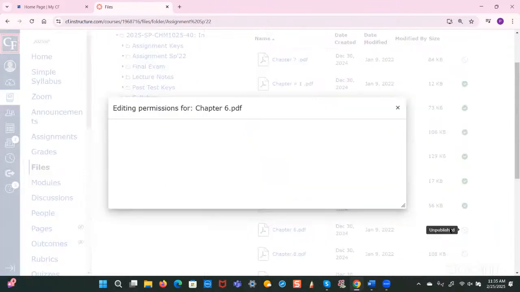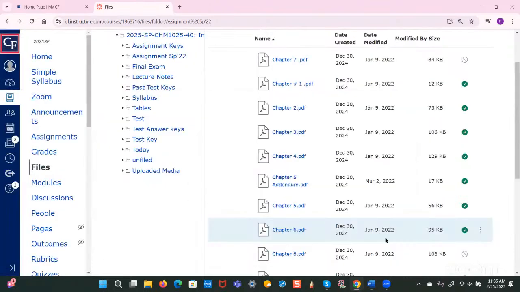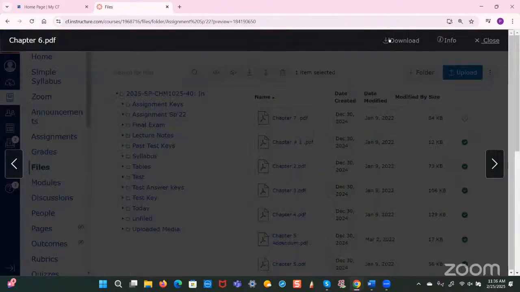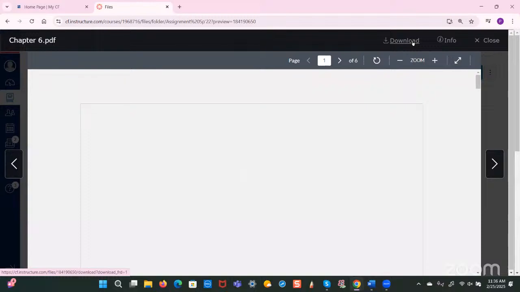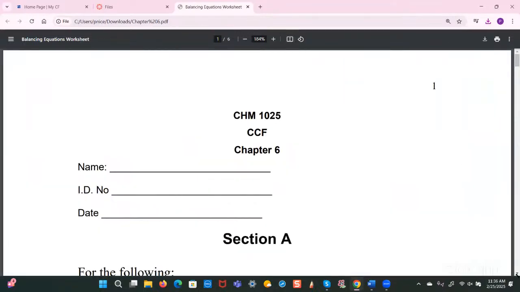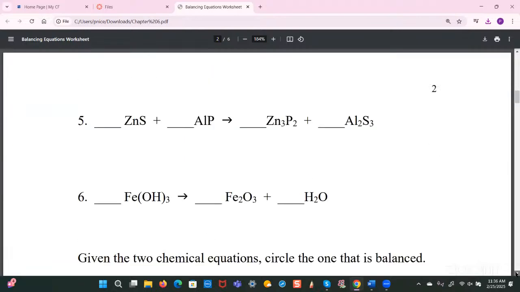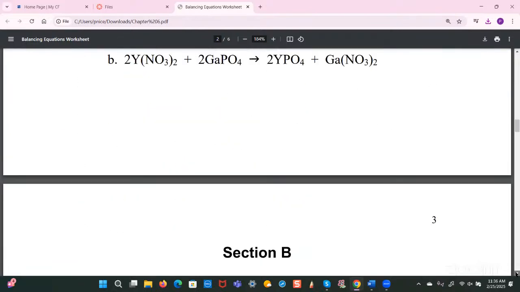Okay, so assignment 6 is now published. Because it's a pretty long assignment, I want you guys to focus on section A. Let me download it here. Okay, so I want you guys to focus on section A, which is the first 2 pages, and then section B.